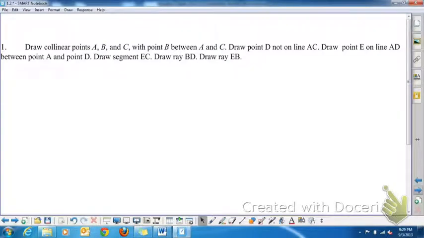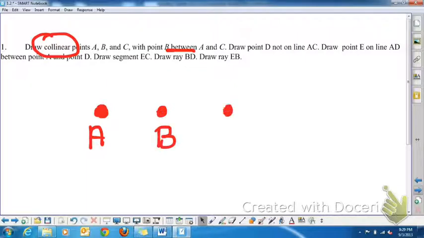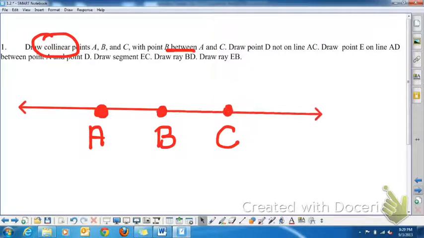Now you try one. Draw collinear points A, B, and C with point B between A and C. So A, B, and C. They are collinear, so B is between A and C. Now let's draw a point D not on line AC.